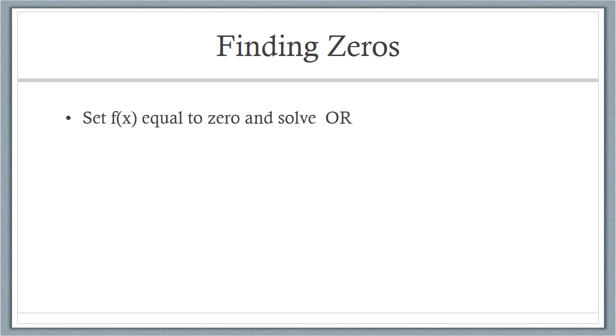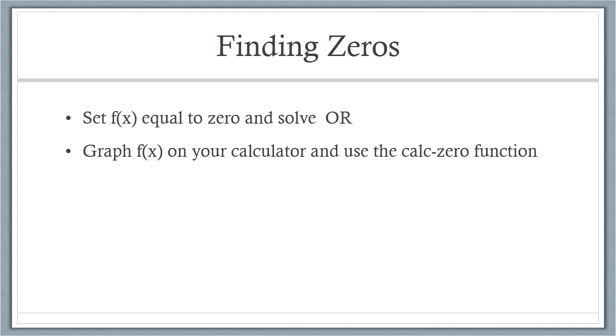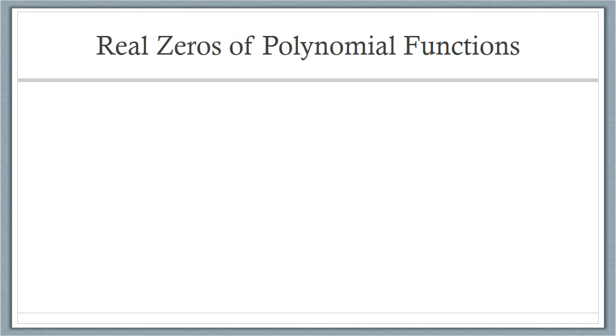Now to find zeros, you've got a couple of ways of doing this. You can set the function equal to 0 and solve, as we've done before, or you can graph it on your calculator and use the calc zero function. You'll hit second trace and then zero.